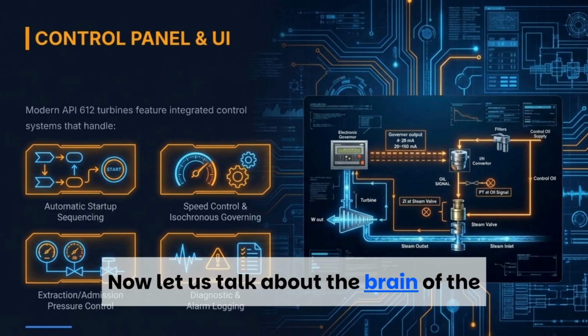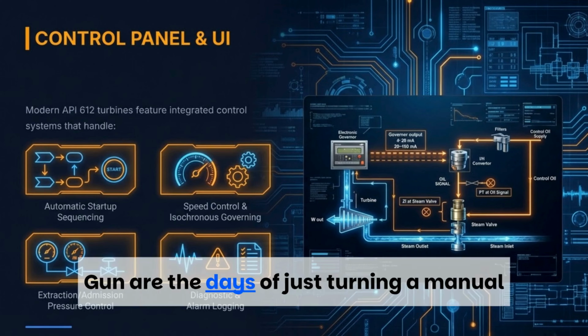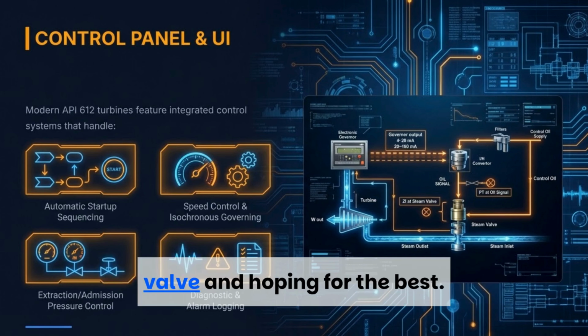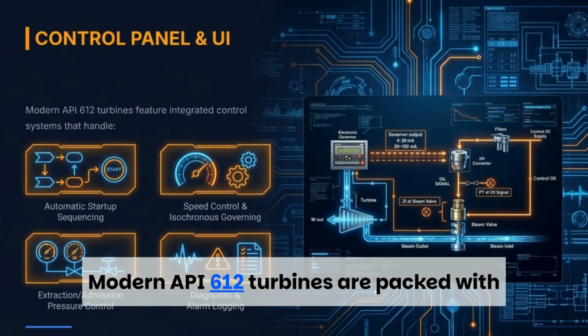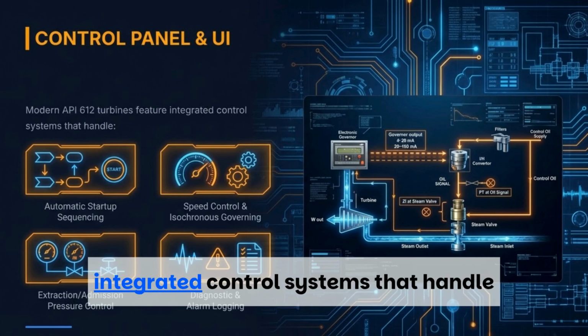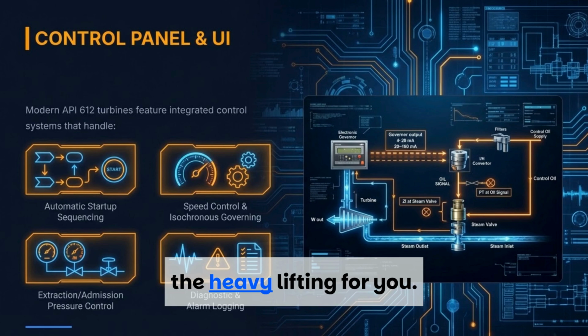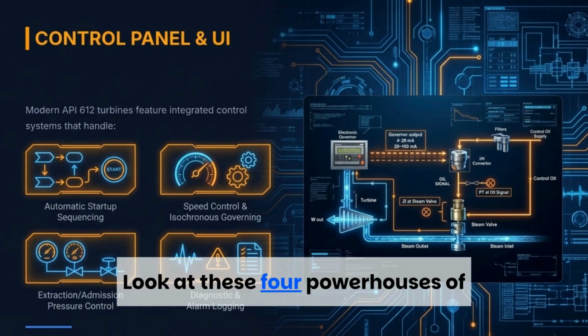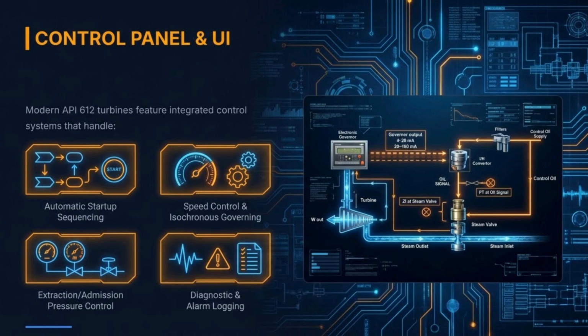Now let us talk about the brain of the operation. Gone are the days of just turning a manual valve and hoping for the best. Modern API 612 turbines are packed with integrated control systems that handle the heavy lifting for you. Look at these 4 powerhouses of automation.